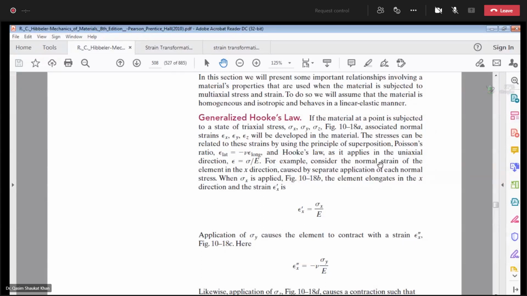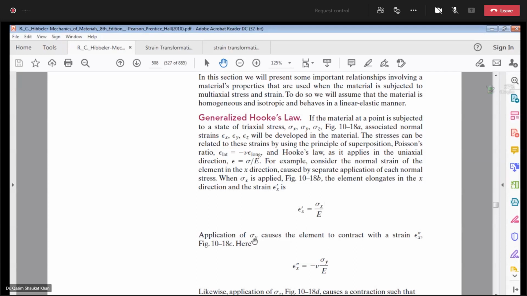So, for example, consider the normal strain of the element in the x direction caused by separate application of each normal stress. When sigma x is applied, ठीक है जी, the element elongates in the x direction, and the strain produced in the x direction is epsilon x dash is equal to sigma x over E. ठीक है जी, this is the normal stress and this is the normal strain in the x direction. ठीक है, normal strain in the x direction. Agree to this point? Yes, sir.